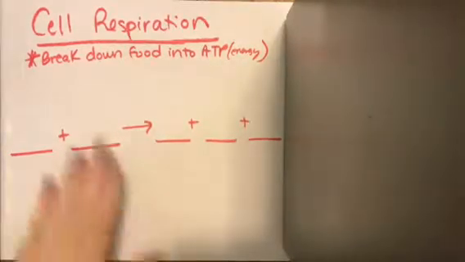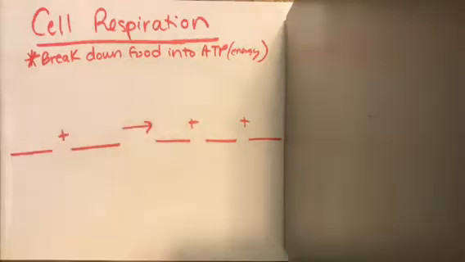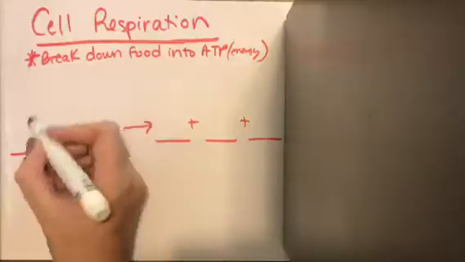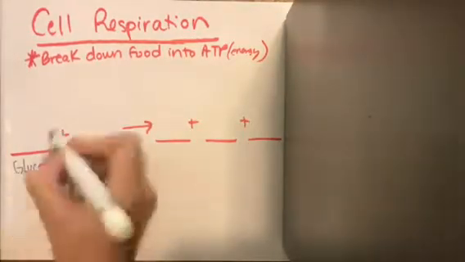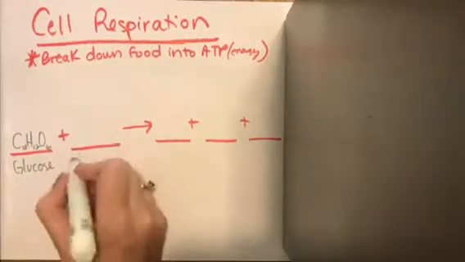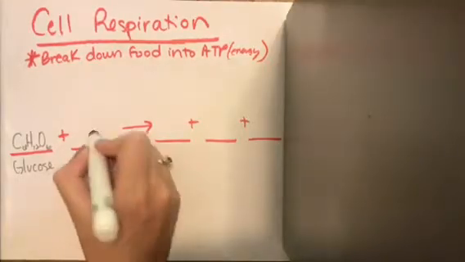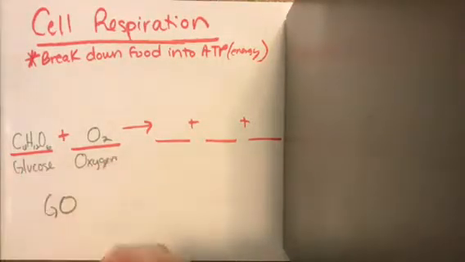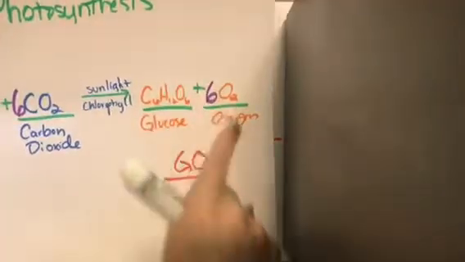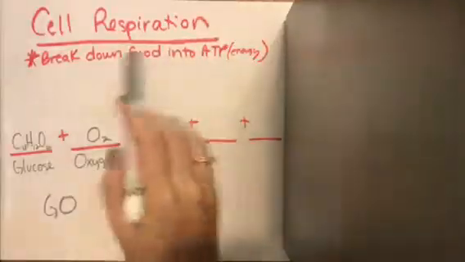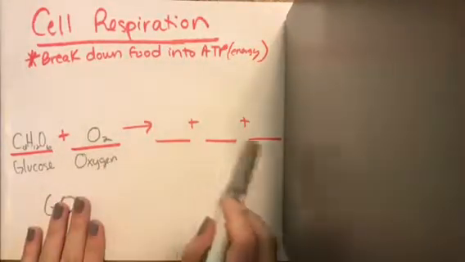If our whole point is to break down the food, if you think back to before, our food is just this glucose. So we are going to write glucose. And glucose and oxygen are always on the same side, remember, our GO is always together. In photosynthesis, our GO is at the end. We're spending all this time trying to make the food, make the GO. In cell respiration, we're starting with the GO and we're going to break it down into its pieces.